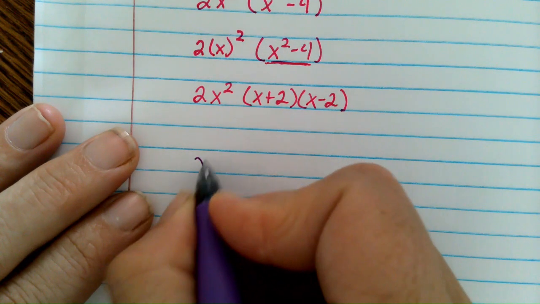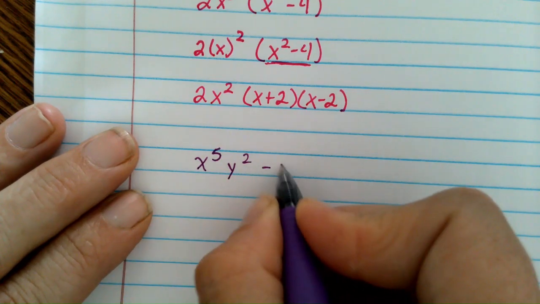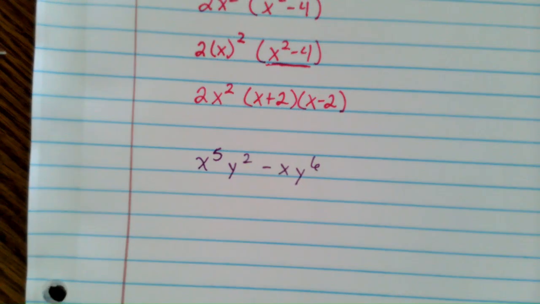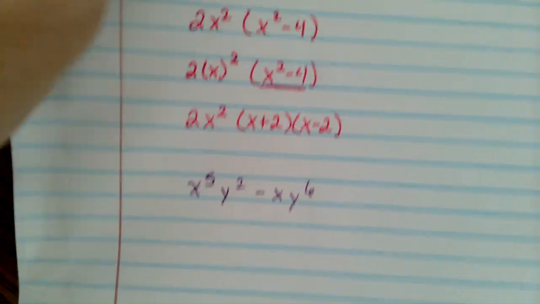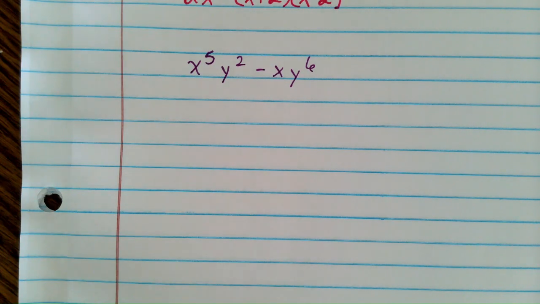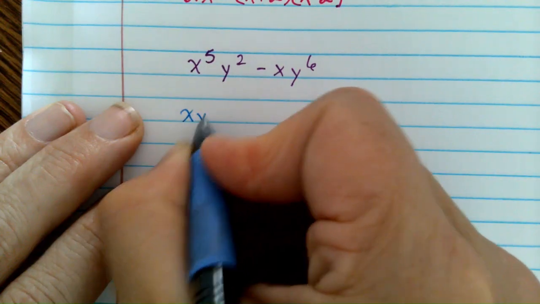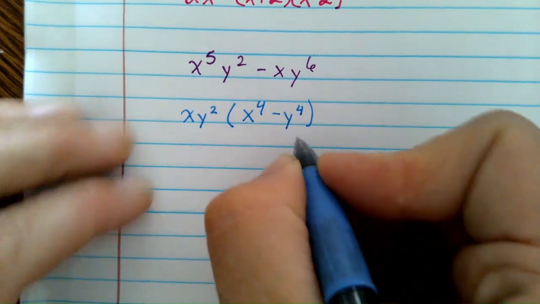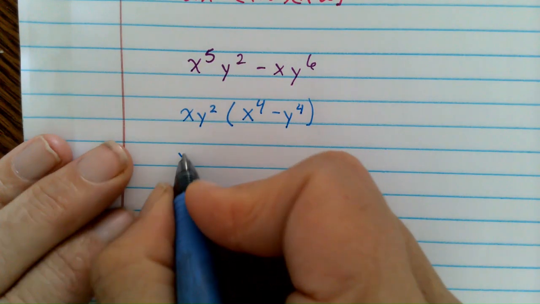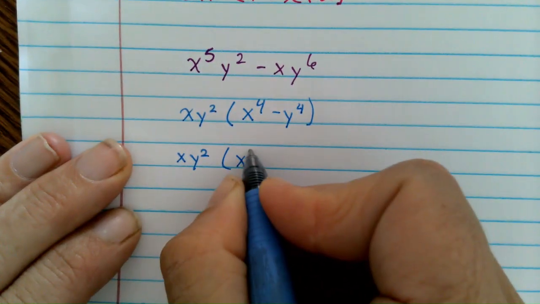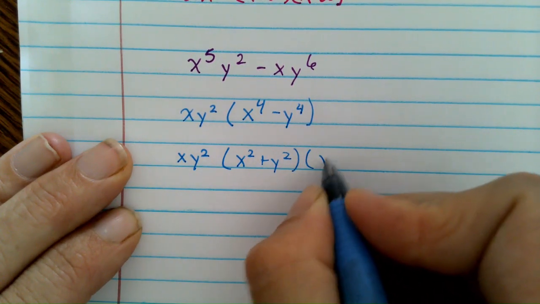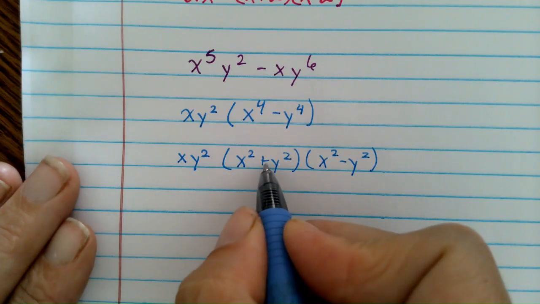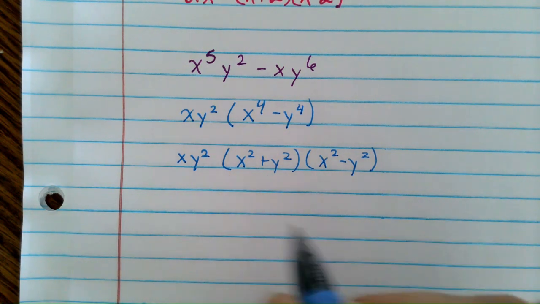All right, let's try x to the 5th, y squared, minus xy to the 6th. No numbers, I know. It's all right. I know we have exponents as numbers, but no coefficients. So we do have a GCF. They have variables in common. They both have one x and a y squared, which will leave us with x to the 4th minus y to the 4th, which is a difference of two squares. So we'd have xy squared, x squared plus y squared, x squared minus y squared. Now, this is a plus. It is not a difference of two squares. It's done.